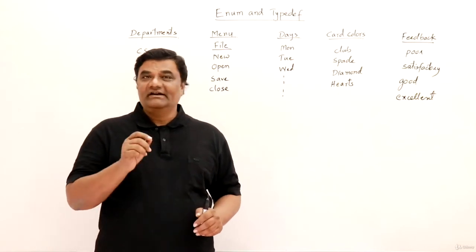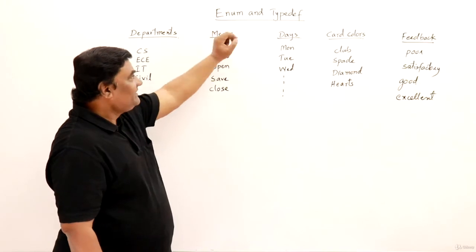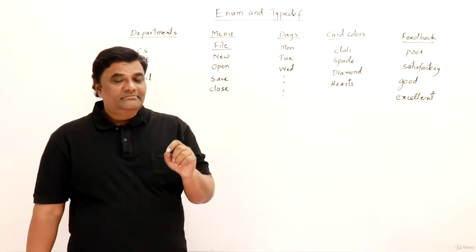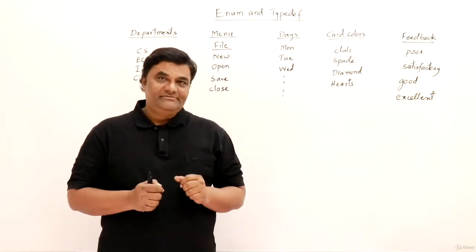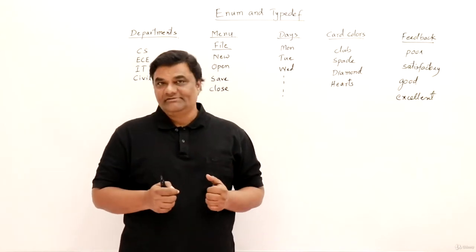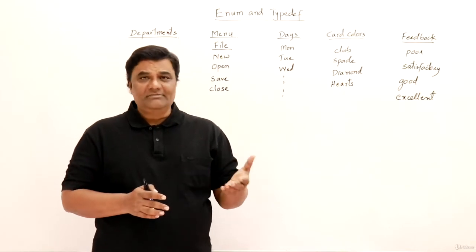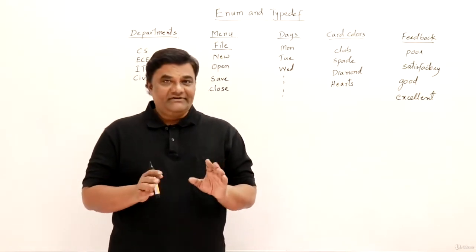The topic is enumerated data type, enum, that is enumerated data type, and also we will learn about typedef. Enum is useful for defining user defined data types. Means as a programmer we can define our own data types. There are a lot of data types given in C++ like integer, float, double and so on. If at all you want to define your own data type, you can define.